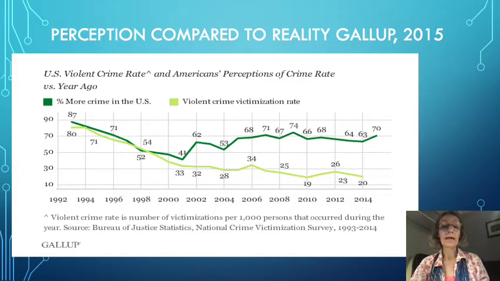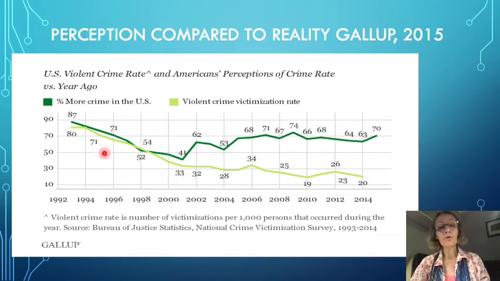Now, this is an interesting graph because it shows the relationship between perception and reality. In this green line here, this is based on Gallup polling, where they ask, when you think about this year compared to last year, is there more crime in the United States? You see that from 1992 to 2000, the perception that there's more crime in the United States actually went down. Fewer people were saying that there's more crime in the United States from the year before.